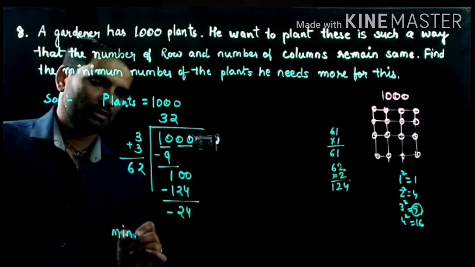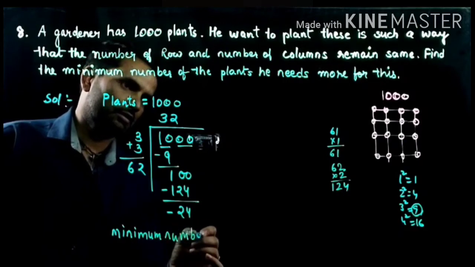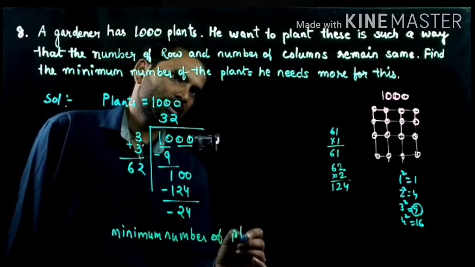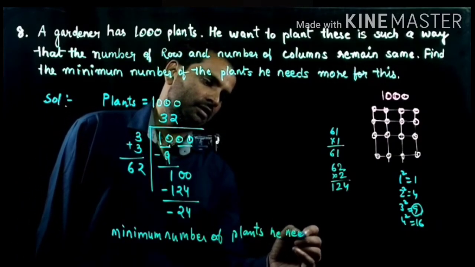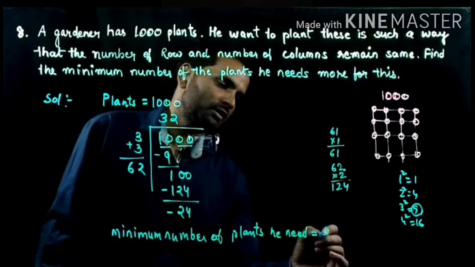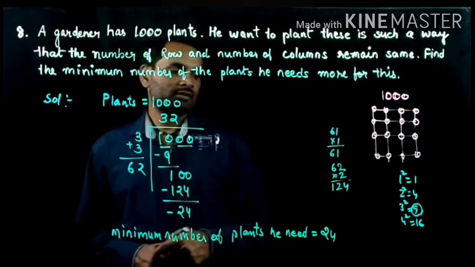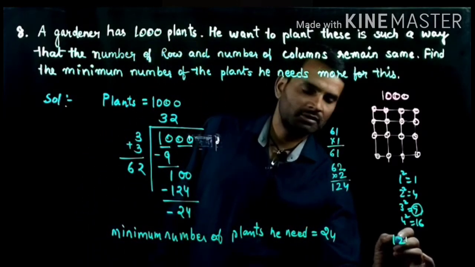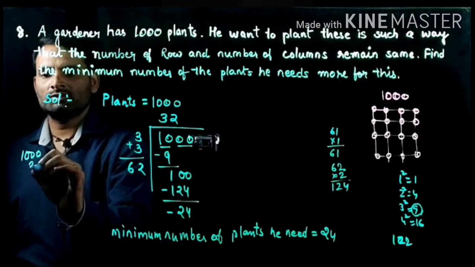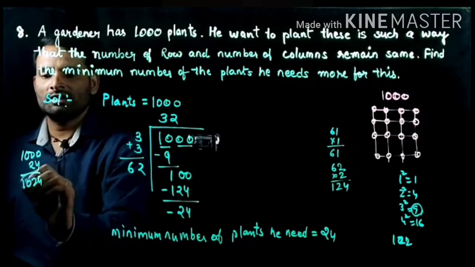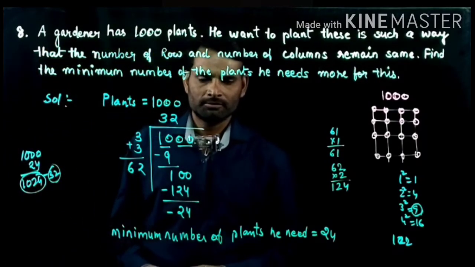Minus 24 means the minimum number of plants we need is 24, so 24 plants will be needed to add. Rough work: 1000 plus 24 is 1024, which is a perfect square of 32. So they will plant in square form.